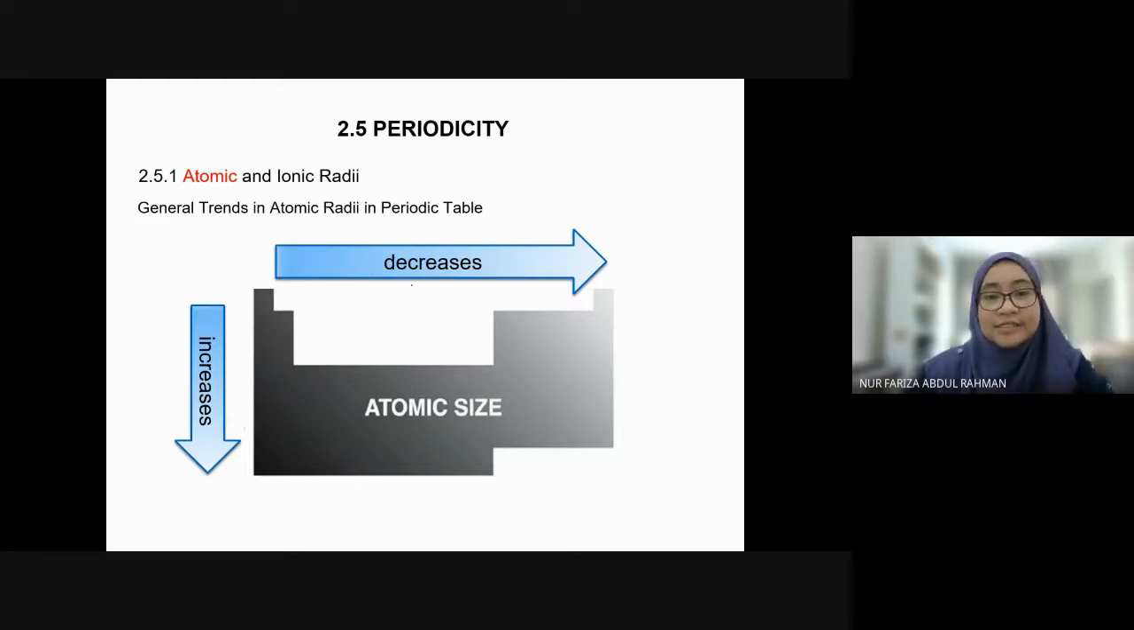Across the period, it decreases due to what? Due to Z effective. You must mention Z effective. And then down the group, you must mention shielding effect. Okay, right.